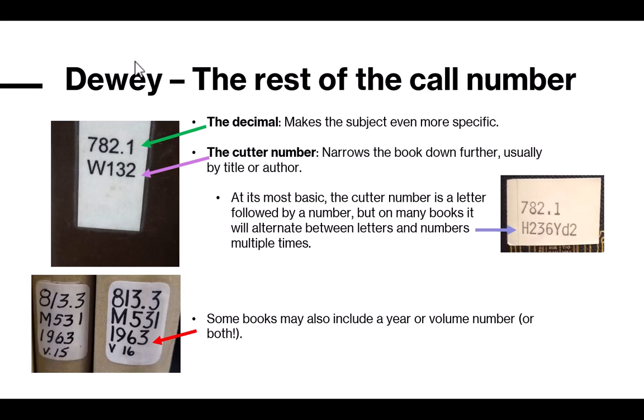Following that 3-digit subject, we get a decimal point, which is sometimes just 1 digit, sometimes gets quite long. Following the decimal, there is a cutter number, which is a letter followed by a number, sometimes followed by another letter, sometimes followed by more numbers. It can reiterate for a while. So sometimes you'll see quite long cutter numbers as well, although in these examples, these are relatively standard. Following the cutter number, you might find dates, you might find volume numbers.